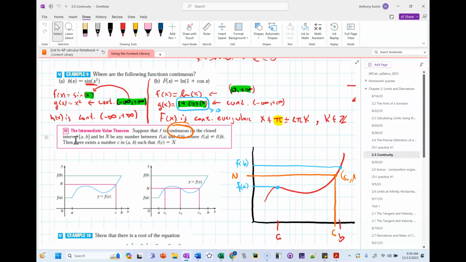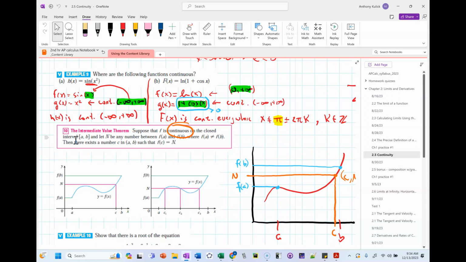But that one's a little more flexible, because if you have an open interval, you can just take a closed subinterval, and if it's true on the closed subinterval, then it'll be true on the open interval. With the extreme value theorem, you can't quite do that.